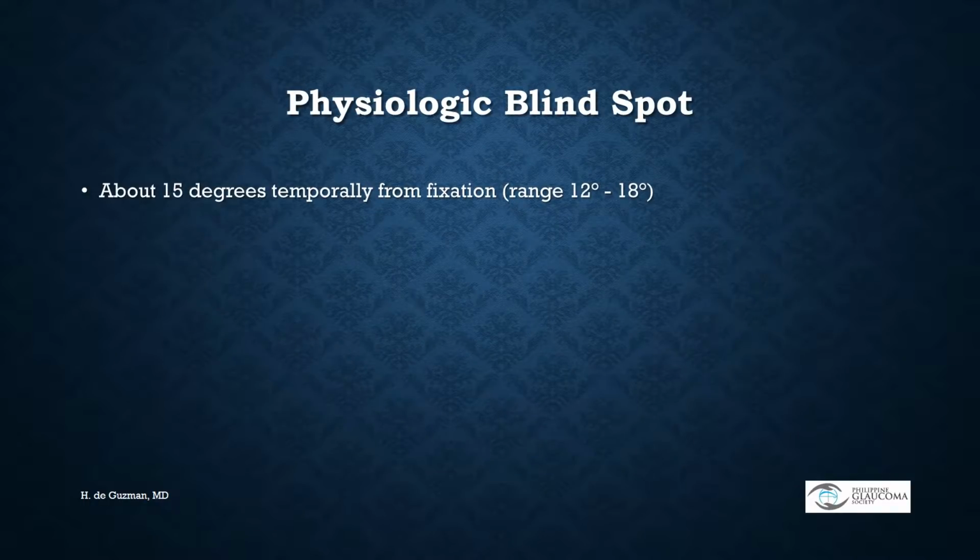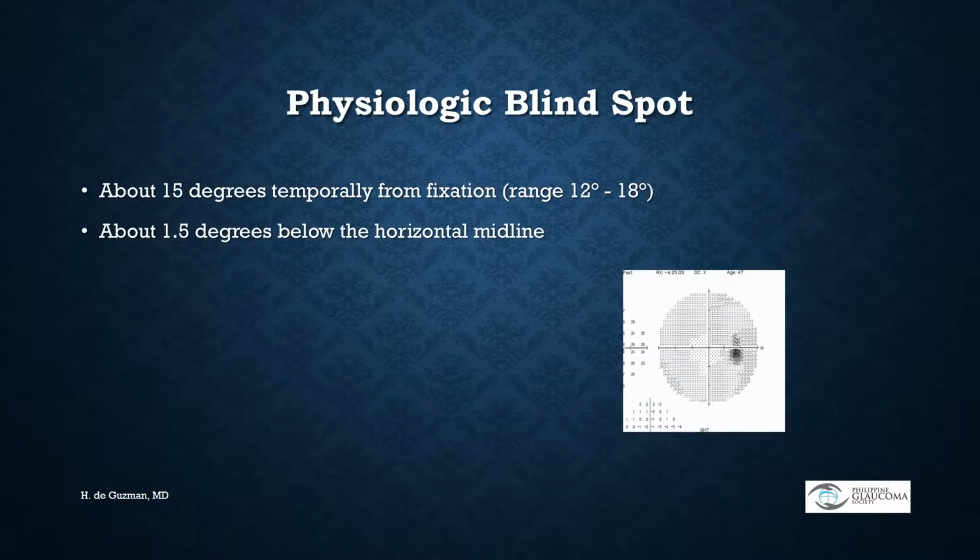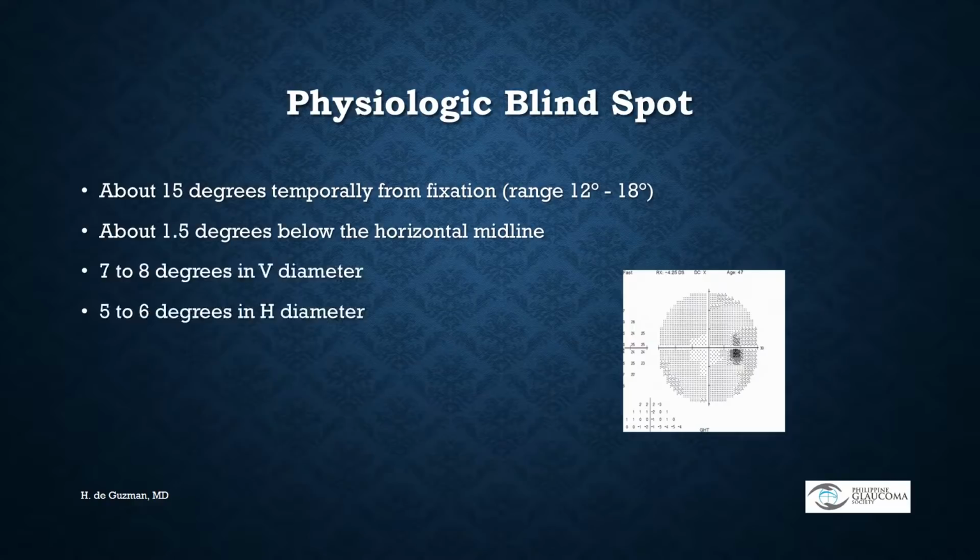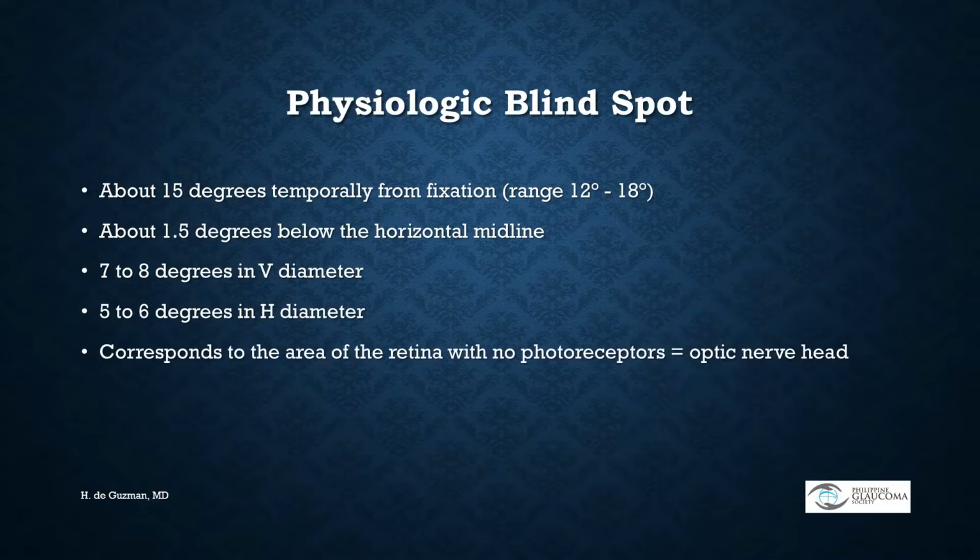The physiologic blind spot is located about 15 degrees temporal from fixation and is about 1.5 degrees below the horizontal midline. And these are its dimensions. It corresponds to the area of the retina where there are no photoreceptors, which is the optic nerve head. The physiologic blind spot is an area of absolute scotoma.